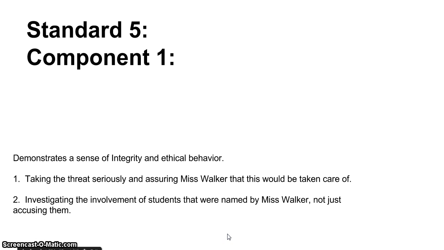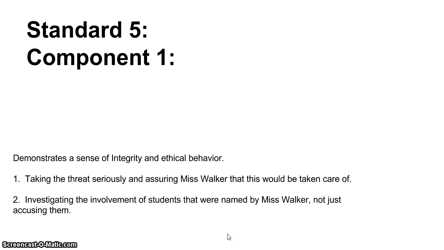And then, taking a look at Standard 5, we're going to deal with three components. First, Component 1 demonstrates a sense of integrity and ethical behavior. I believe that as an administrator, I did demonstrate these things by taking the threat seriously and assuring Ms. Walker that this would be taken care of.